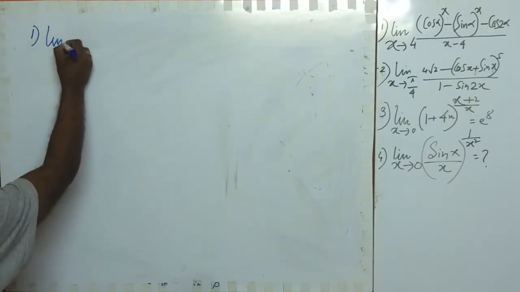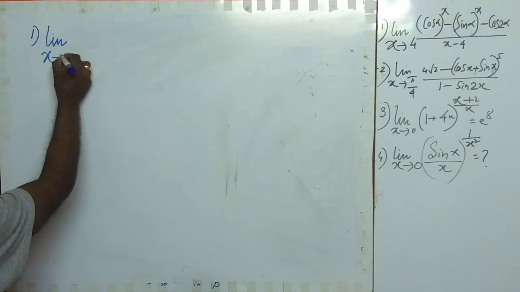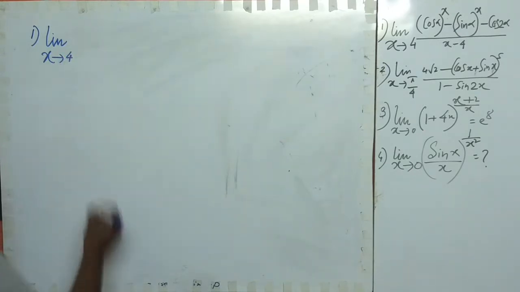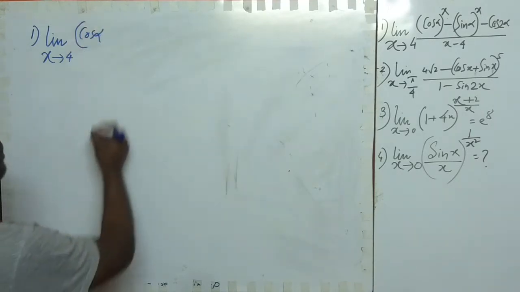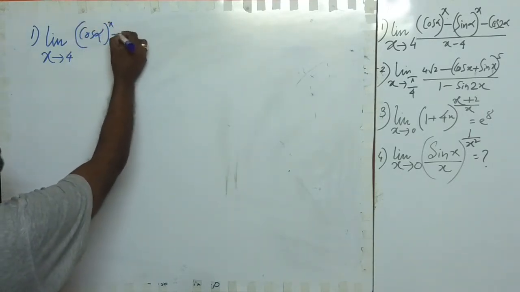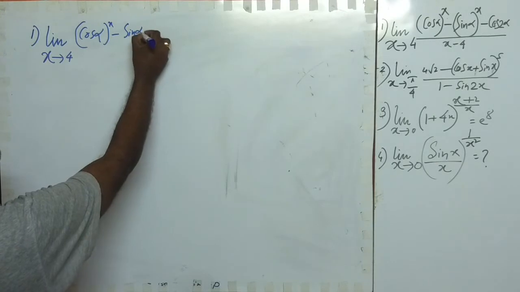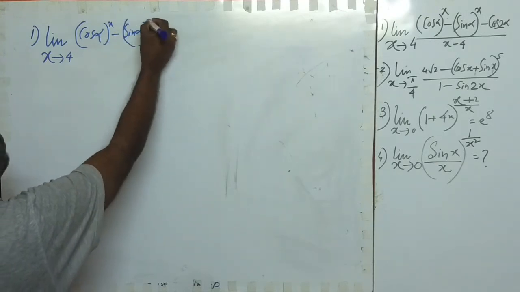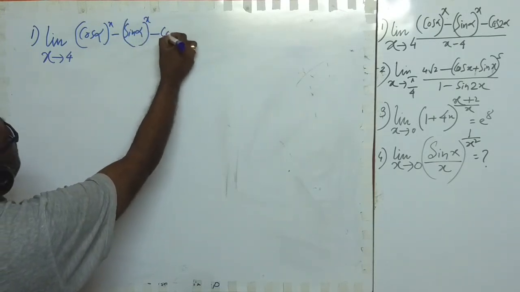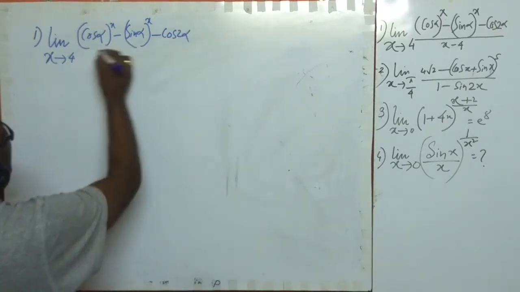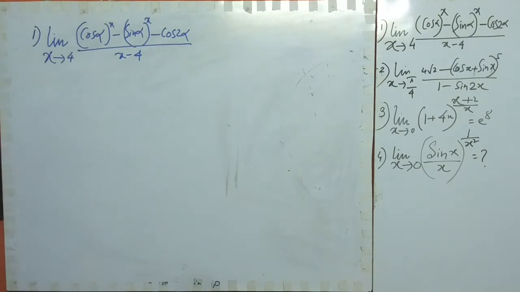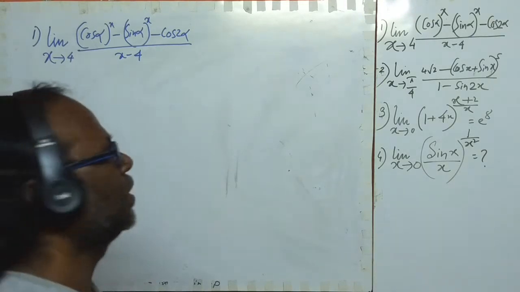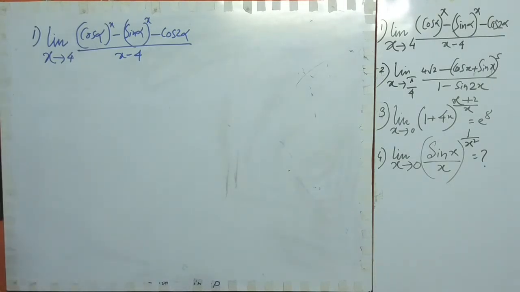Look here: limit x tends to 4 of (cos alpha to the power x minus sin alpha to the power x minus cos 2 alpha) by (x minus 4). Okay, this is your problem. Now see here, how can we do this problem?